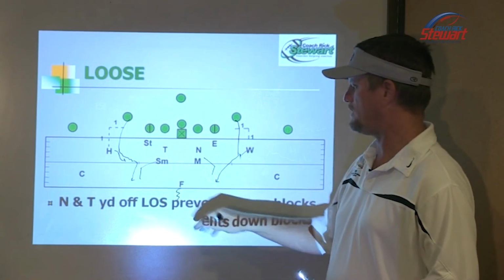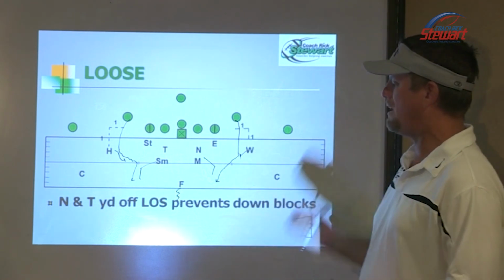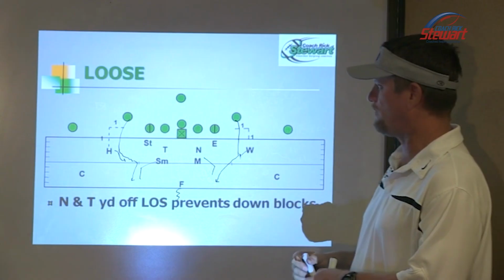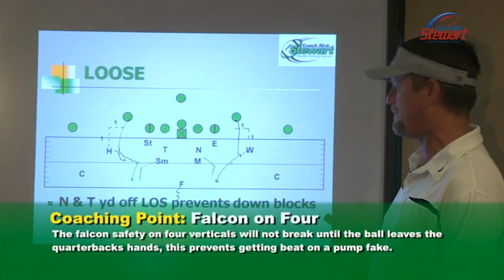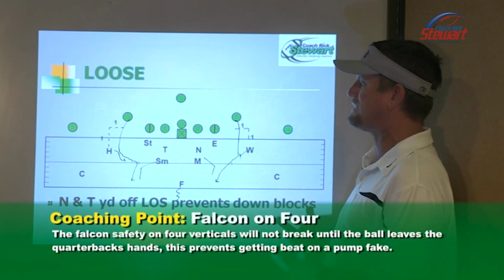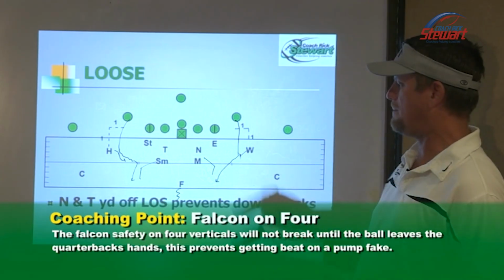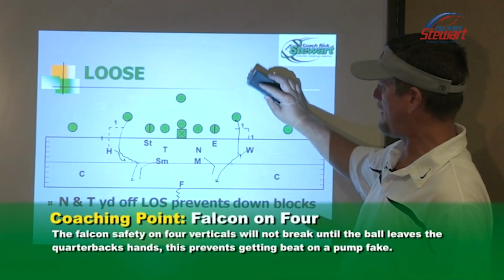And this guy just weaves. Our falcon on 4 verticals will not break until the ball leaves the quarterback's hands. It's not going to be any pump fakes or palm off. The ball has to leave the quarterback's hands before he commits to one way or the other. So I'm not too worried about 4 verticals.